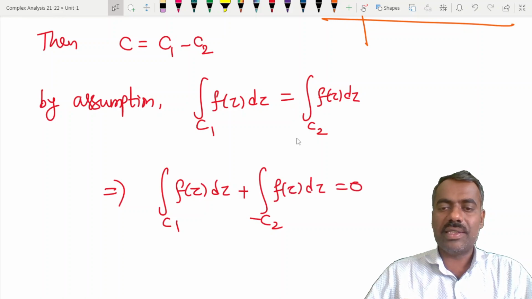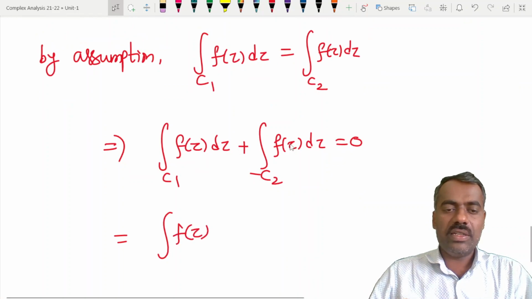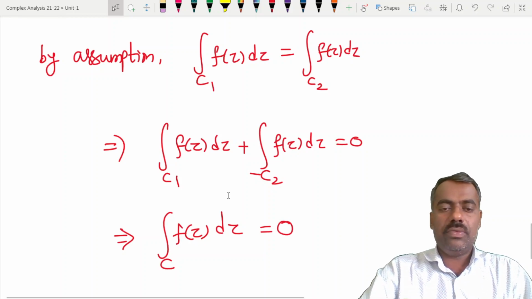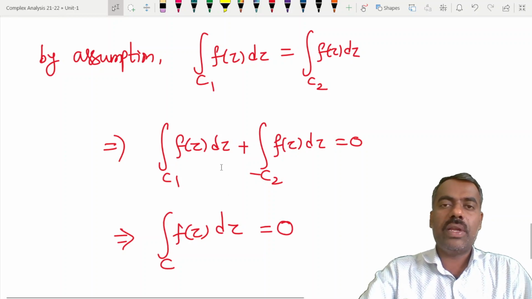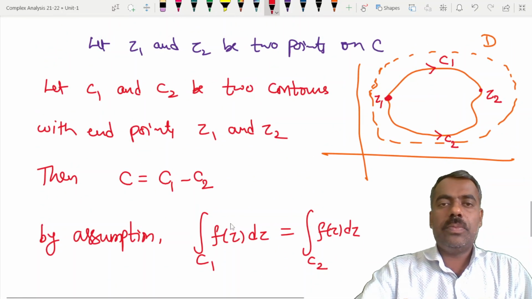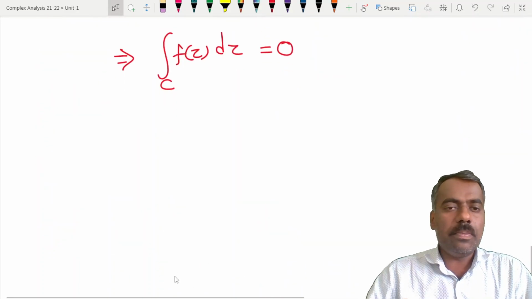This is equal to 0, but this is the same as the integration of f(z) dz over C1 minus C2, which is C. So we have proved that the integration of f(z) over any closed contour is 0. Fine. Now let's prove the last implication, 3 implies 1.